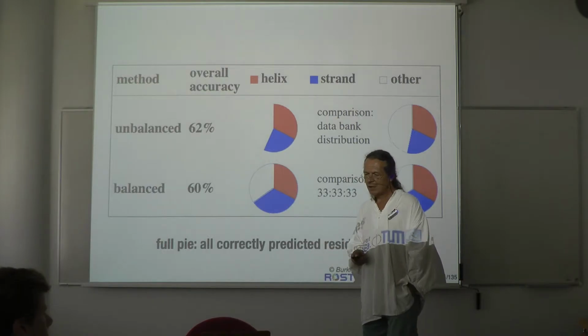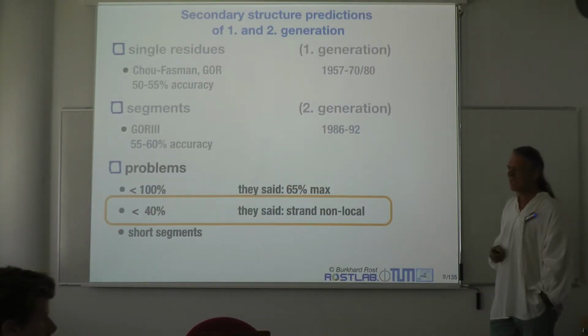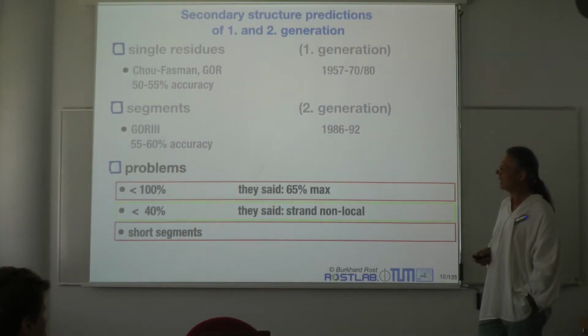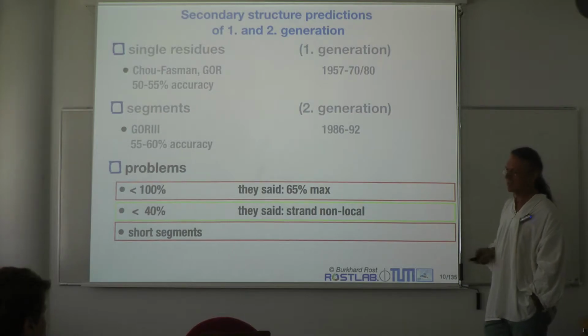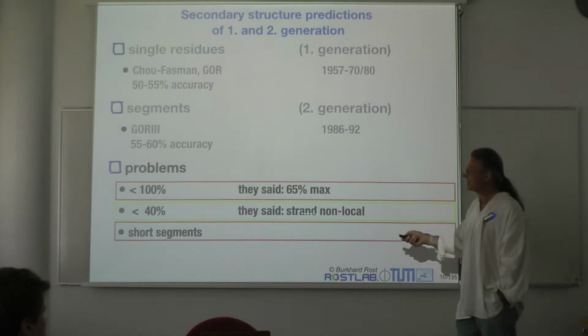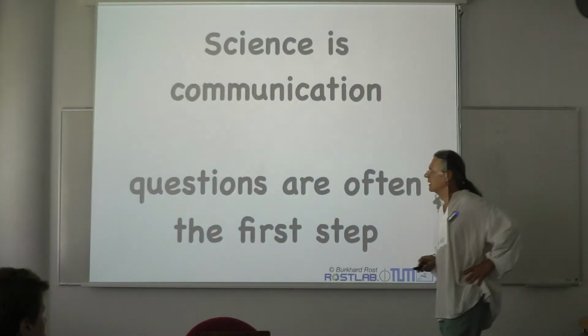But anyway. Okay, so through this machine learning device, what we could attack is this issue of beta strand, so we're doing much better for beta strand. So there are two other issues. One is the issue of short segments. We haven't addressed that, so that issue is still open.